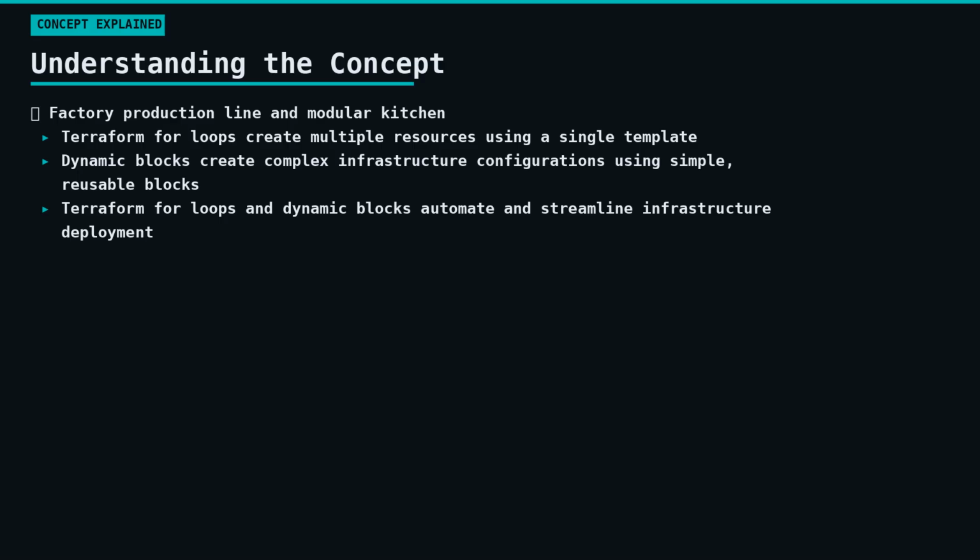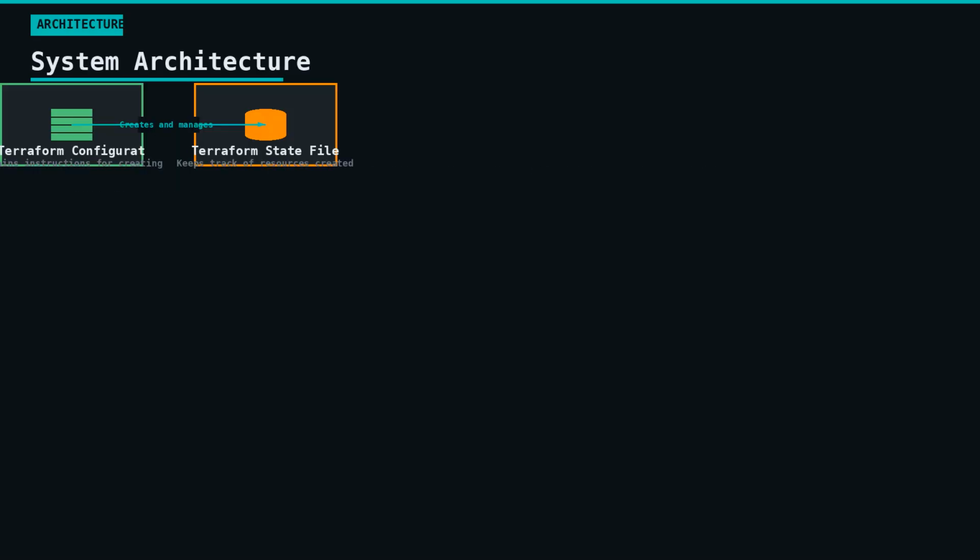Terraform for Loops and dynamic blocks are essential tools for managing infrastructure in the cloud, as they allow you to automate and streamline your deployment process. By using Terraform for Loops and dynamic blocks, you can create multiple resources quickly and efficiently, and manage complex infrastructure configurations with ease.